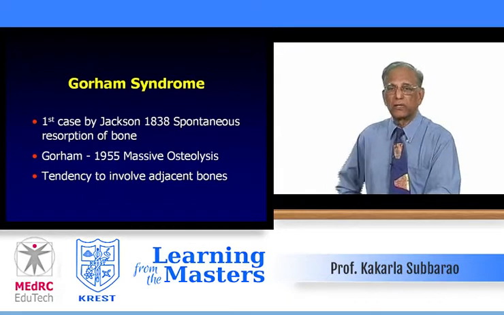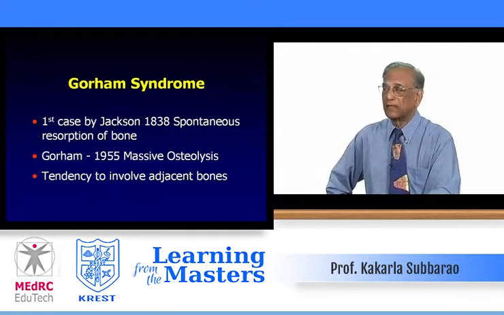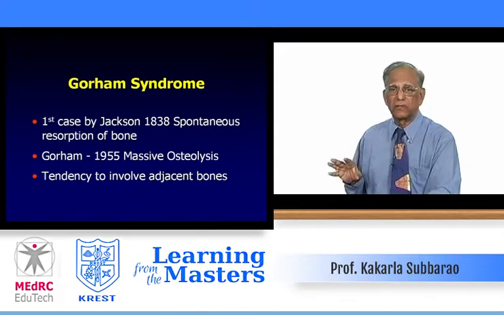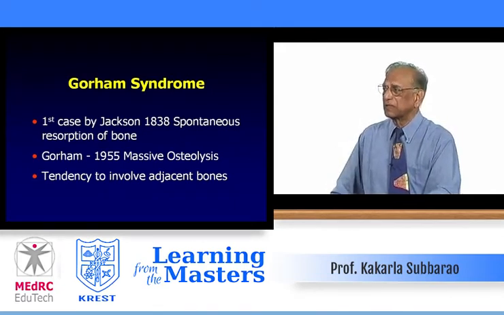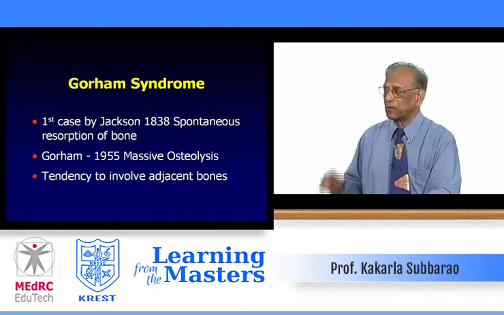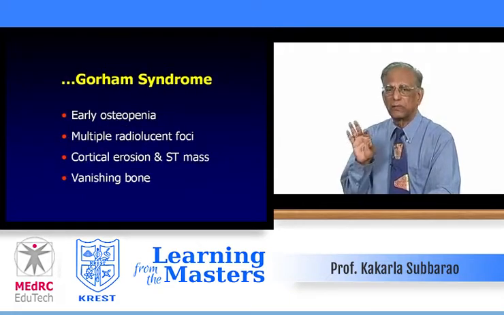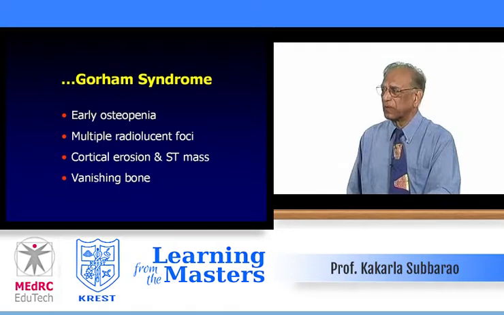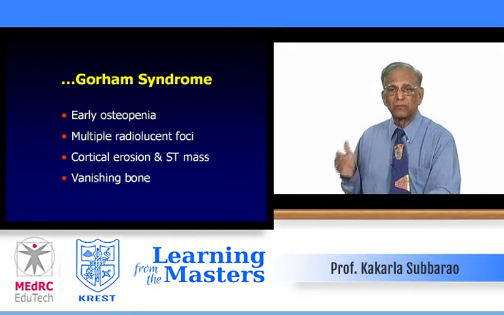First case was reported by Jackson in 1838. Spontaneous resorption of bone. No stimulus, no fracture, no inflammation, no neoplasm. Gorham, 1955, described it as massive osteolysis. Tendency to involve adjacent bones. You have seen the elbow joint or hip joint. To begin with, there will be just only osteopenia and multiple radiolucent foci. Eventually, they resorb the bone. Cortical erosion and soft tissue mass may be seen. This is also called vanishing bone disease.